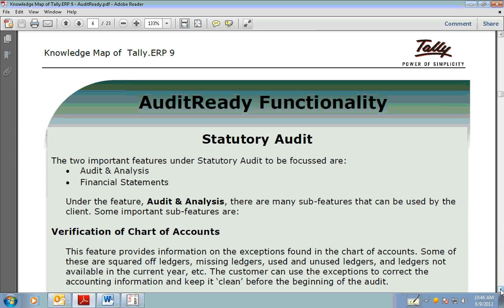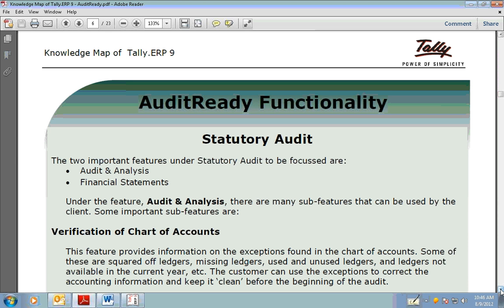So now coming to the point of audit and analysis, there are many sub-features that can be used by the customer. The first point is about verification of our chart of accounts. As we all know, whenever a business transaction is accounted, before starting that, we prepare a chart of accounts. Chart of accounts is nothing but your entire masters, the groupings and everything. Using that, you go to the next level of transactions.